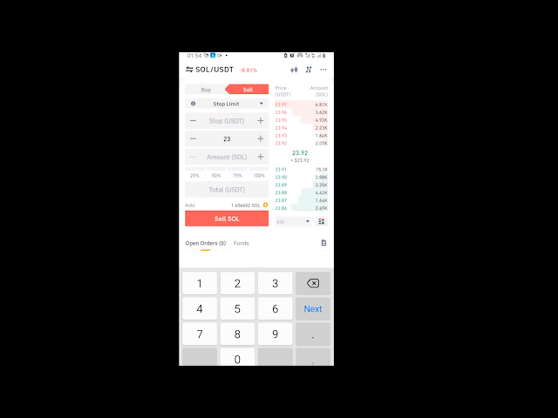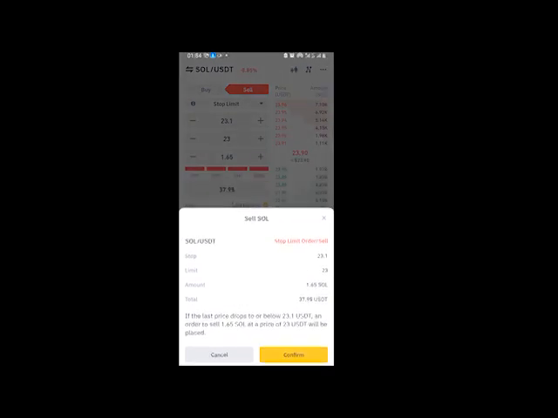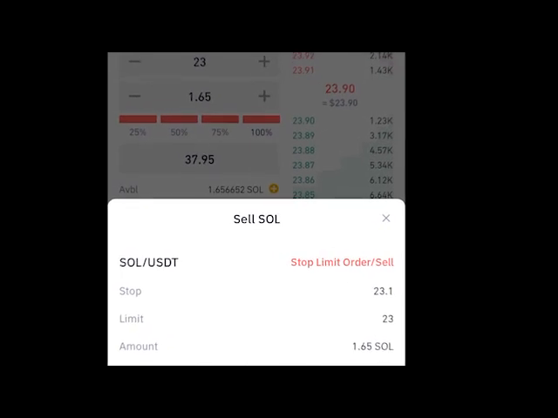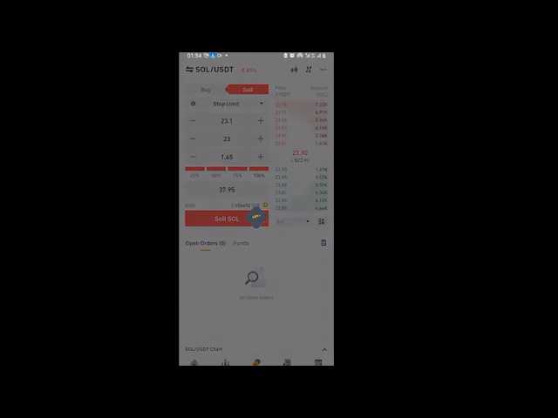So I'll just look out for a price that is slightly higher than this price, so I can say 23.1. Then I'll put the quantity I want to sell. If you set this, it will not execute the trade immediately. What will happen is that the trade will be under open order. So until the market gets to this 23.1, automatically it will trigger a signal and now sell at 23, and with that you are good to go. That's the way you set stop limit.